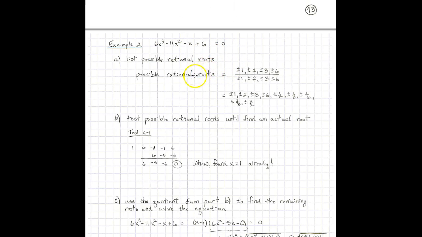So it's all of the factors of the constant term. So all of the factors of 6, which is plus or minus 1, plus or minus 2, plus or minus 3, plus or minus 6. Divided by all of the factors of the leading coefficient, the coefficient of the highest power of x, so 6 here. Again, plus or minus 1, plus or minus 2, plus or minus 3, plus or minus 6. And when you look at all the different combinations of those, take the 1, divide it by all those, take the 2, plus or minus 2, divided by all those, plus or minus 3, divided by all those, plus or minus 6, divided by all those, and these are all the different possible ones.